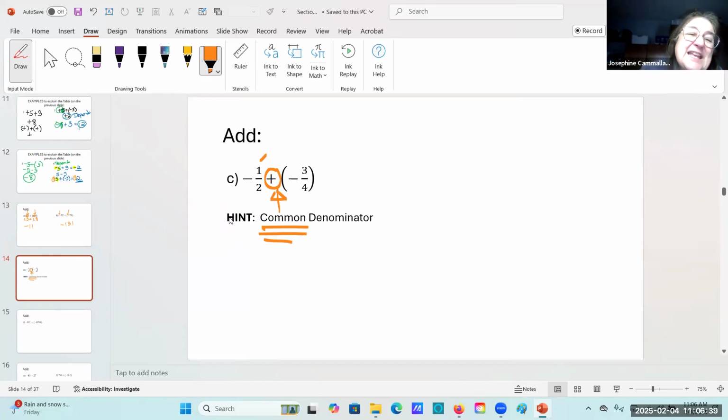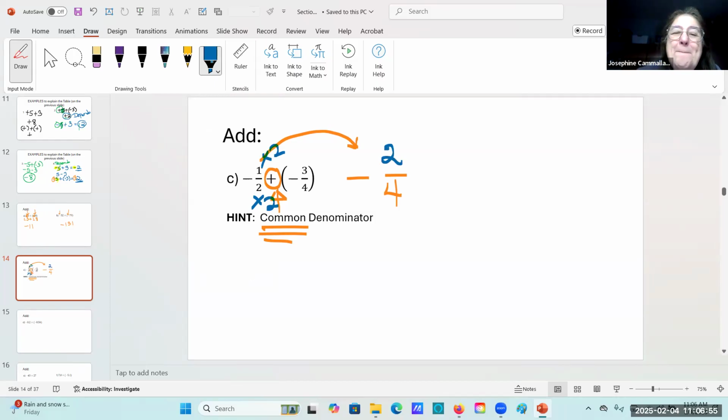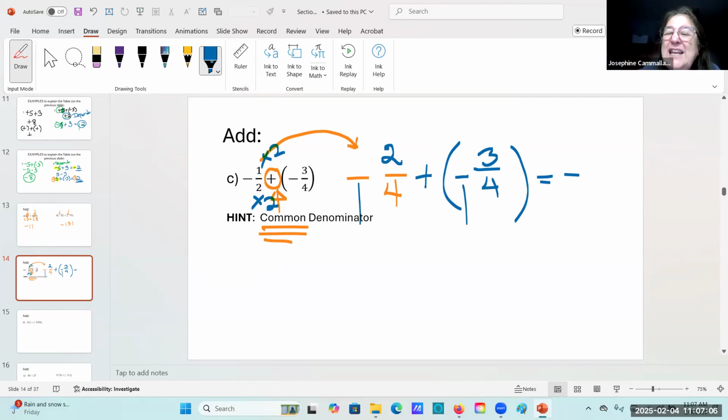Now, this negative has got to have a 4. That 2 times 2 makes this a 2 plus a negative 3/4. Negative, negative equals negative 5/4. Now, this is your answer. Do not make it a mixed number. Okay.